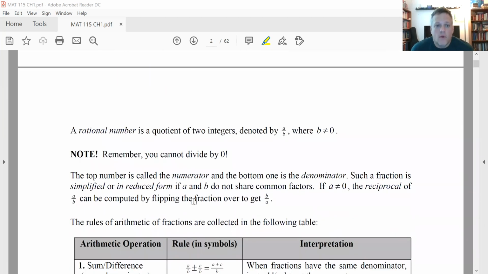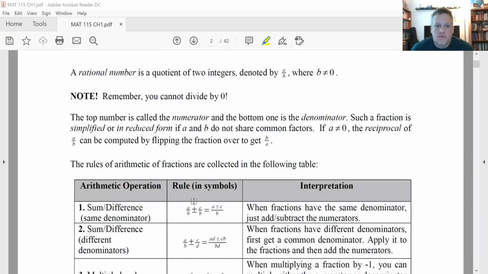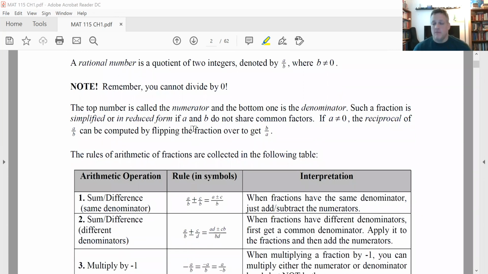All right, next up, what is a rational number? A rational number is basically a fancy name for a fraction, which you're all familiar with. And the big no-no with fractions is you cannot divide by 0. Right, so we all know that. The top of a fraction is a numerator, the bottom's the denominator. And by simplified, we mean that there's no shared factor in top and bottom.